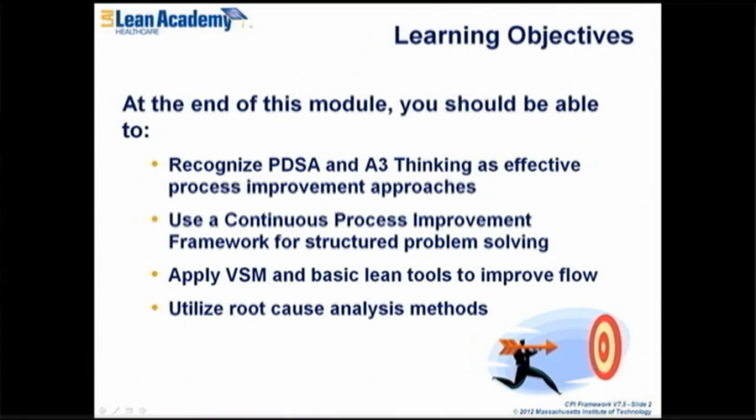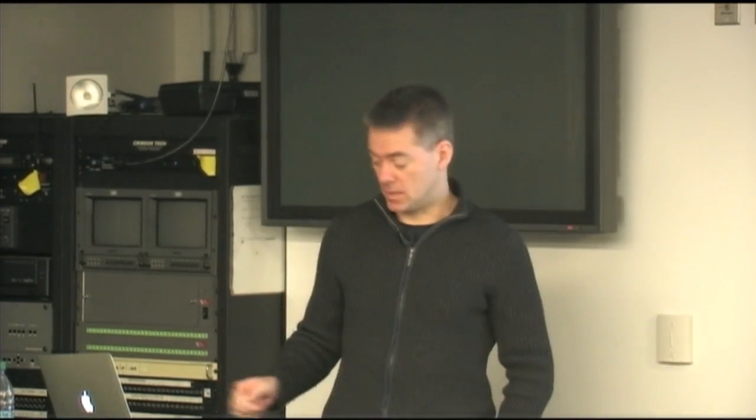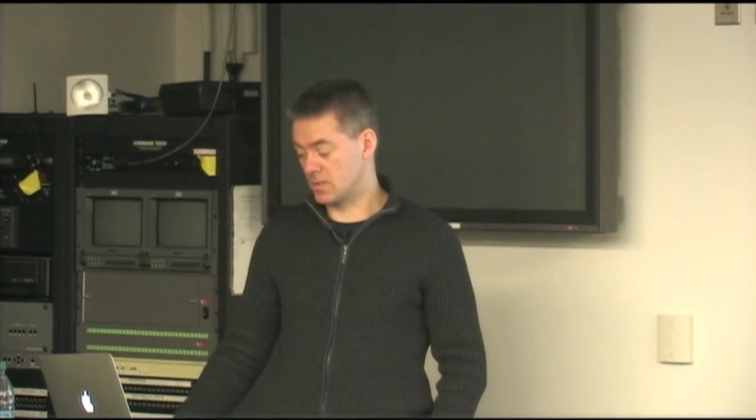You should be able to use a continuous process improvement framework for bettering your system. You should be able to apply value stream mapping. We did a little bit about that yesterday. I know it was short, and you'll do some more now, so it should help you get that concept more under the skin. And then we'll do some root cause analysis as well. We talked about the 5 whys yesterday. We'll get into that more now.